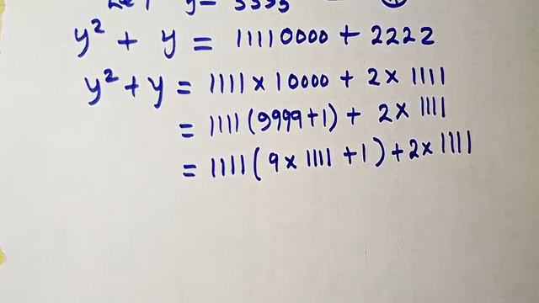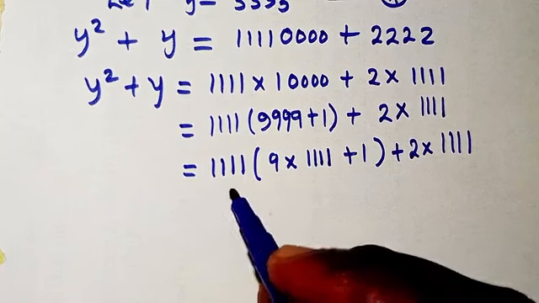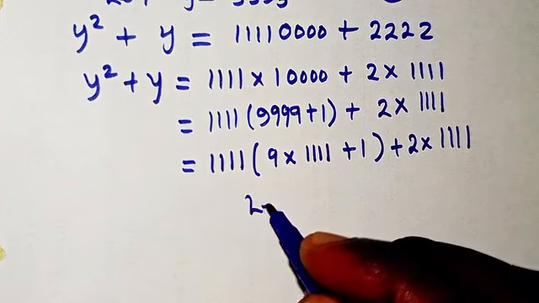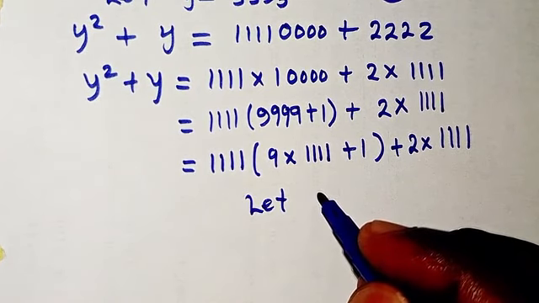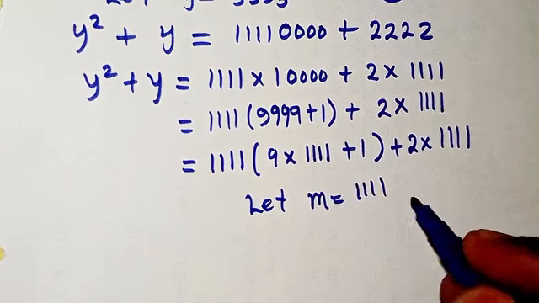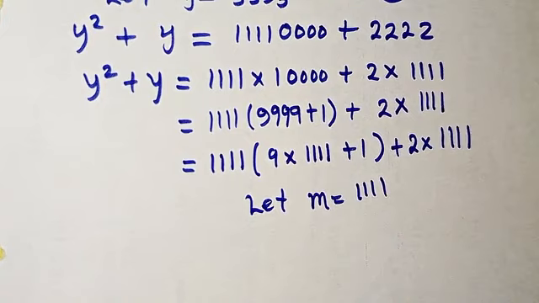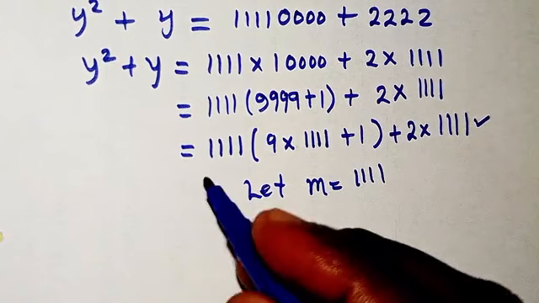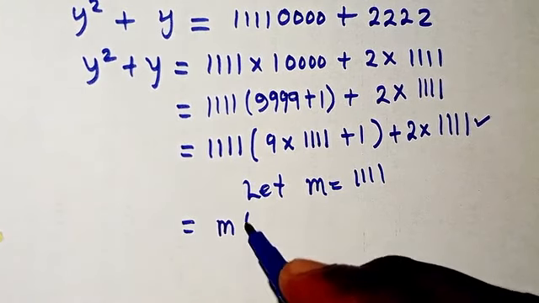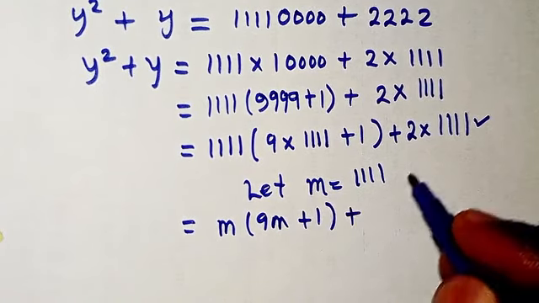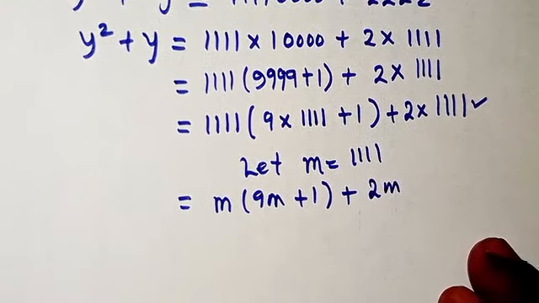Are you following? The next thing we are going to do here is that from this right hand side, we are trying to simplify this right hand side. So from here, let m equal 1 1 1 1. If m is 1 1 1 1, then anywhere you see 1 1 1 1, replace with m. So we have m in the bracket 9 times m plus 1, then plus 2 times m, right?